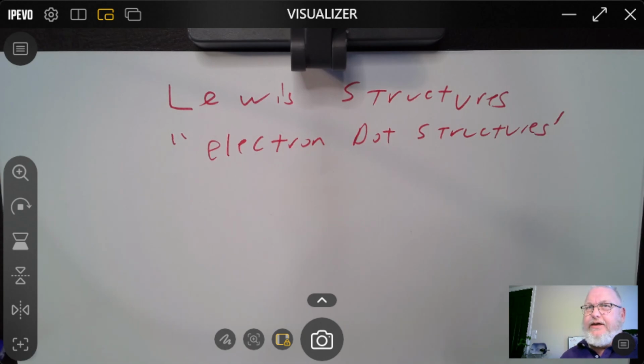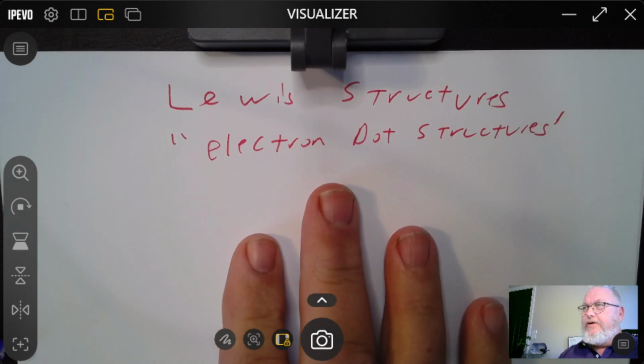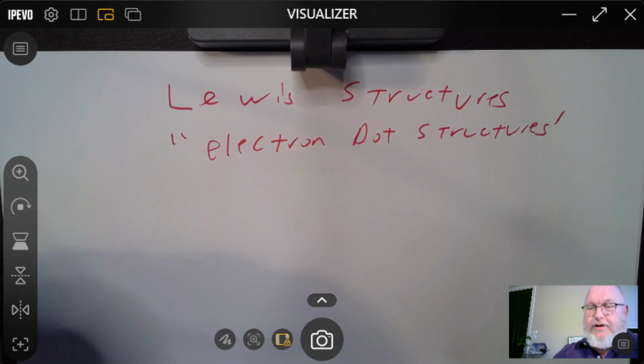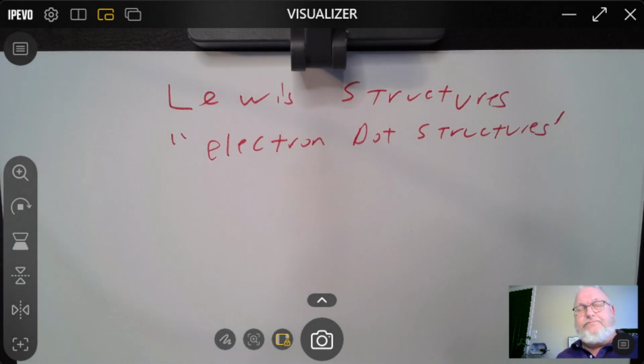Coach Scott again. And as you can see right here, we're going to go to our next little thing on bonding. And we're talking about molecules now. Things that are mostly made up of non-metals, right? So we're talking about covalent bonding. And we're going to do something called a Lewis structure.